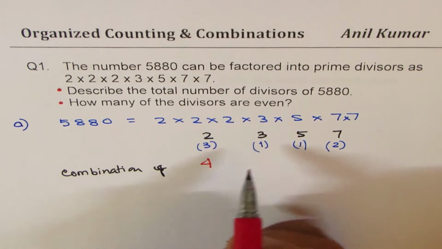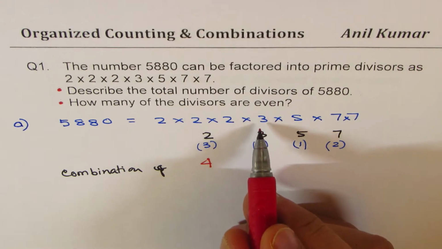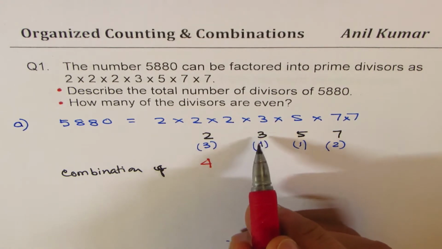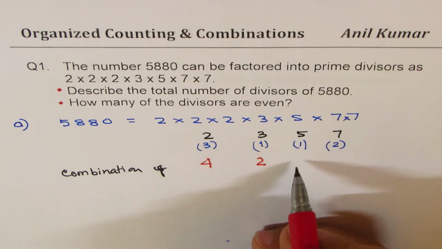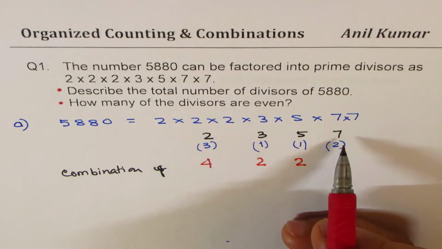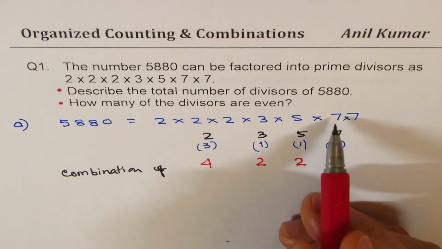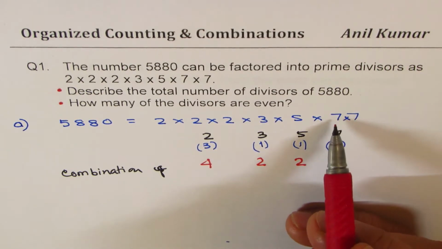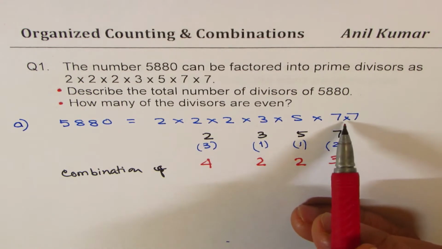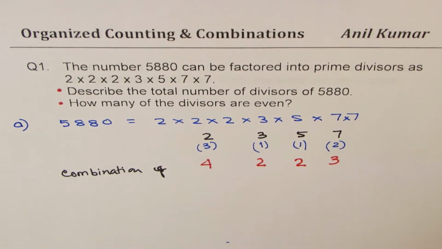Do you understand? In case of 3, since there is only 1 3, you may not select it, or you may select it, so it's 2. For 5, it is again 2. For 7, we have 3 ways of selecting these 7s, right? You may not select them, you may select one of them or both of them. So 3 different choices you have when we are looking at 7.